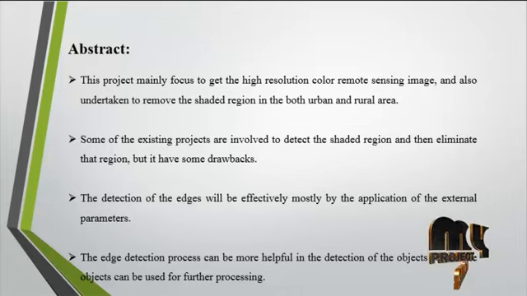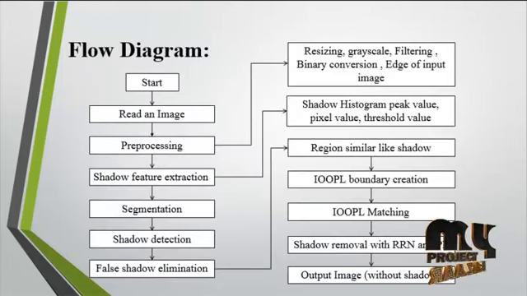Experiments show that the new method can accurately detect shadows from urban high resolution remote sensing images and can effectively restore shadows with over 85% accuracy. Now we discuss the flow diagram for the process.